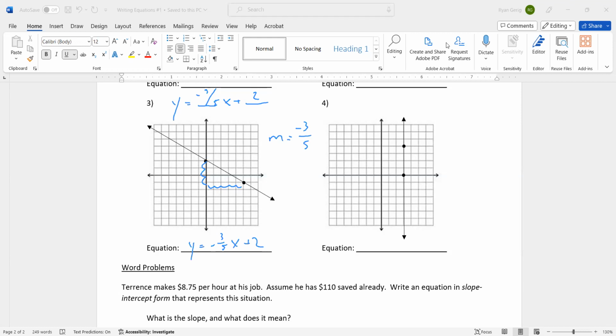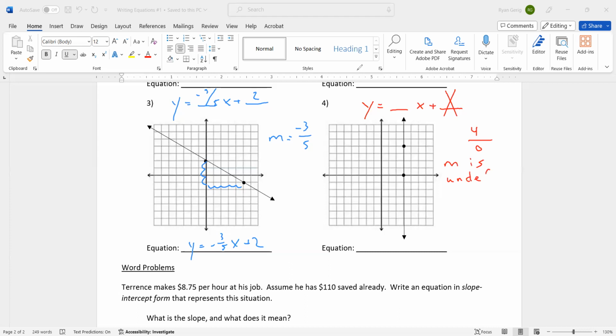Last one's a weird one. It's a vertical line. So if I'm trying to write this equation, I don't have a y-intercept. This will never cross the y-axis because it's parallel to it. So there's no y-intercept. The slope is up 4 over 0. I can't have over 0. The slope is undefined.